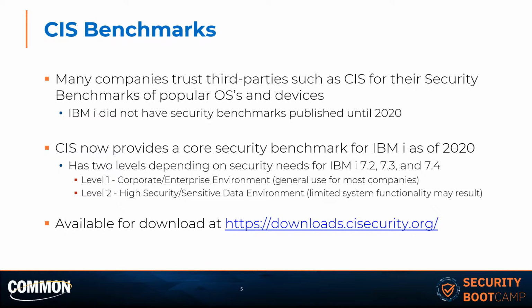These benchmarks provide security standards and settings that give you a benchmark way of approaching the system to design a security plan. Each of these benchmarks includes two different levels of security. Level 1 is considered the general corporate or enterprise environment. These are the settings that are most useful for the most clients. However, there is also a Level 2, which is designed for high security or sensitive data environments. Note that by turning on some of the items at Level 2, you will limit the system functionality in order to achieve that higher level of security. If you would like to access the CIS benchmarks, you can do so at the web address on your screen.